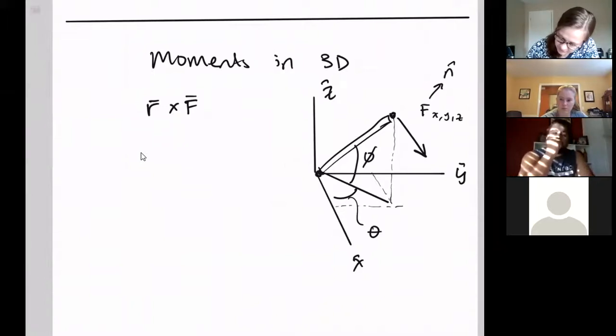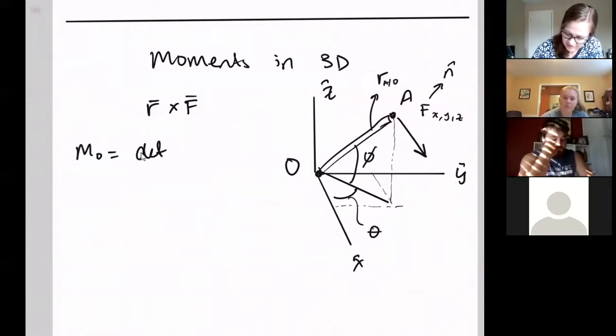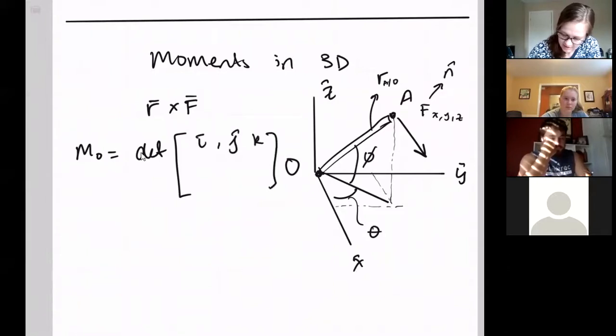If we were to look for the moment about O, that would automatically make this our R vector. Say this is point A, and that would be A with respect to O. And this is a force of x, y, z. If we were to do this the longhand, you would take the determinant of the unit vector i, j, and k, and you would put Rx, Ry, Rz with f of x, f of y, f of z.